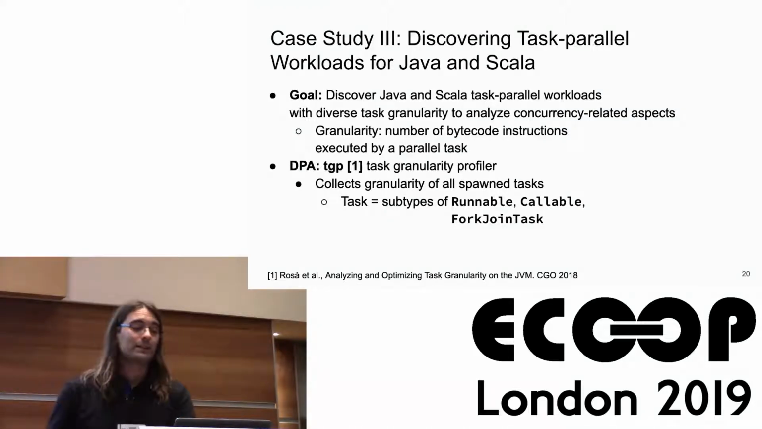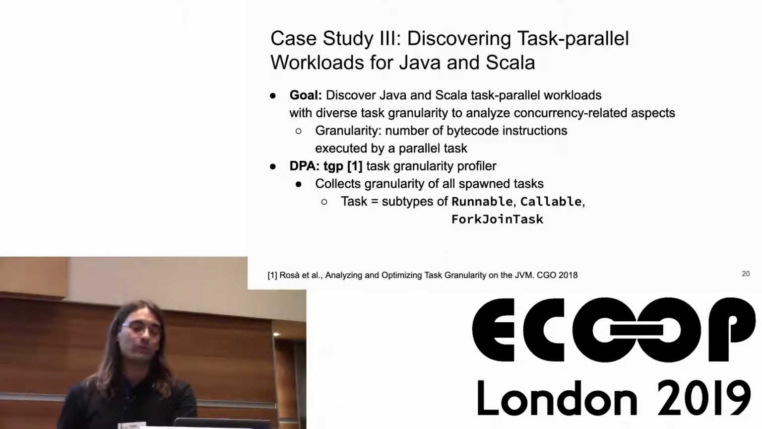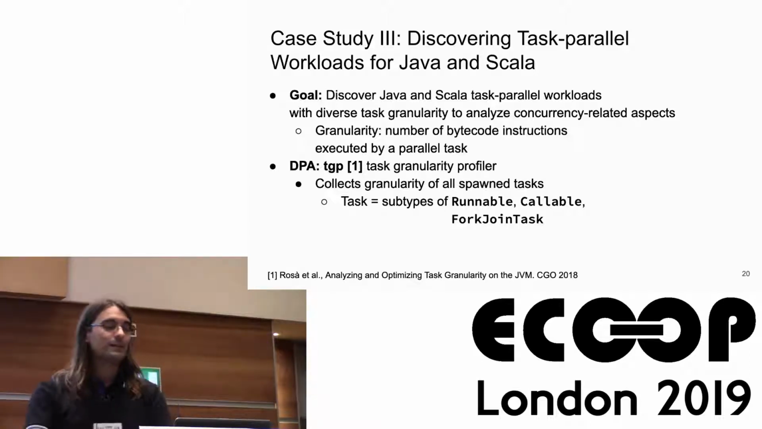And finally, the purpose of the last use case is to show that NAB can locate workloads suitable for domain-specific benchmarking, where benchmarks from more established suites are not appropriate for specific evaluation needs. And the scenario that we consider in this use case is the one of a researcher who wants to analyze concurrency-related aspects. And for this reason, he requires task-parallel applications for the JVM.